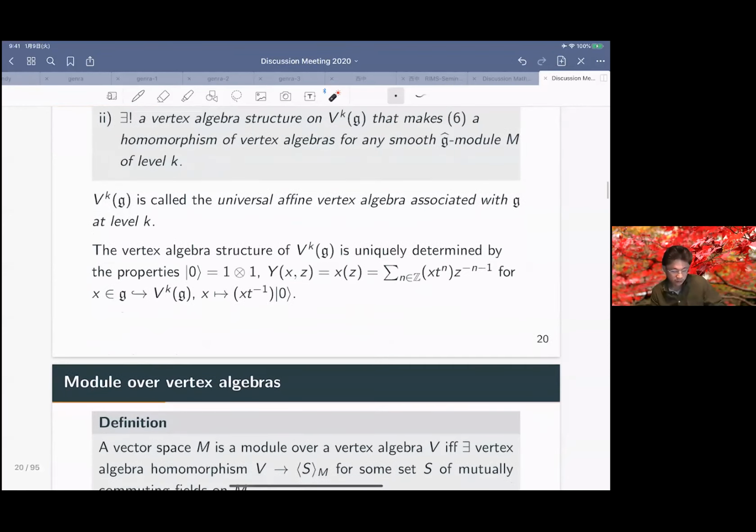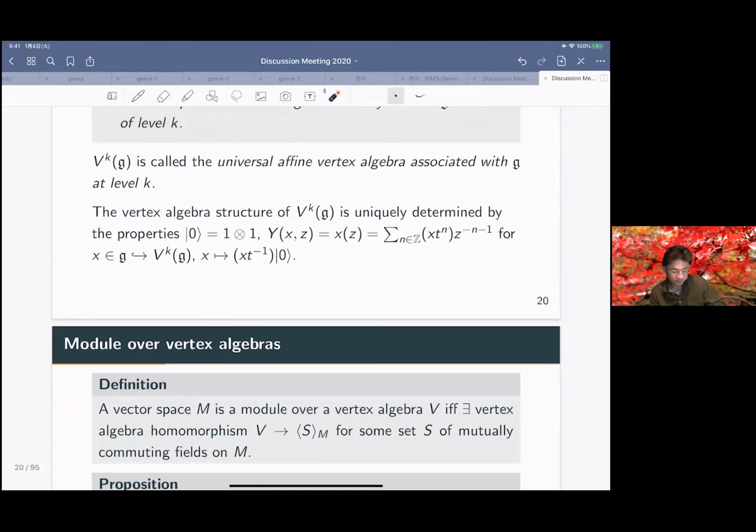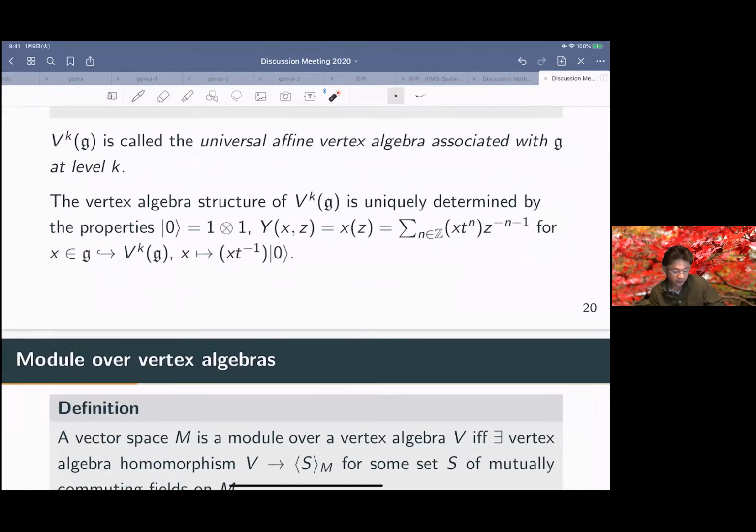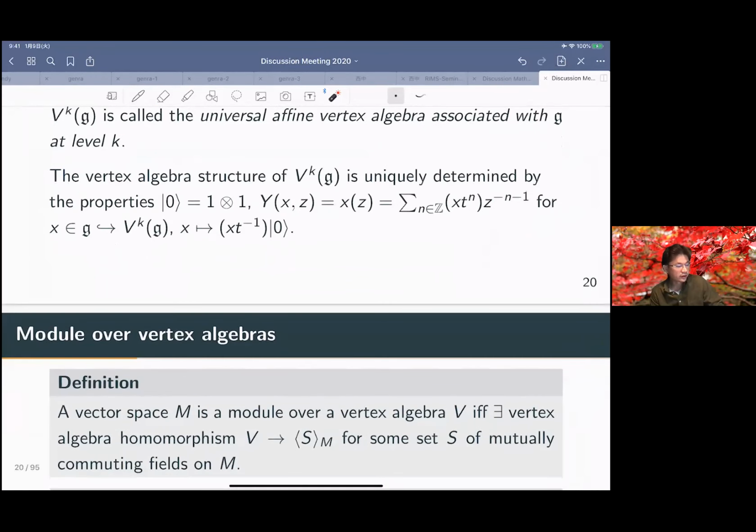Okay, so now what is a module of a vertex algebra? So we call a vector space a module of a vertex algebra if there is a vertex algebra homomorphism from V to this space of mutually local, no, it's not commuting, it's mutually local. So this is a big mistake. Mutually local fields on M.